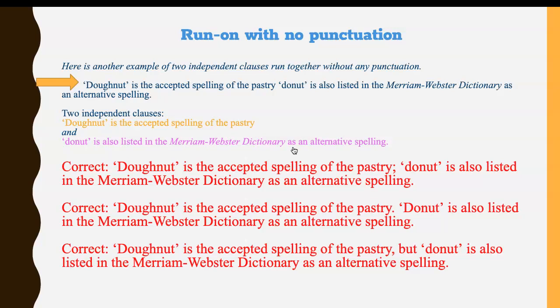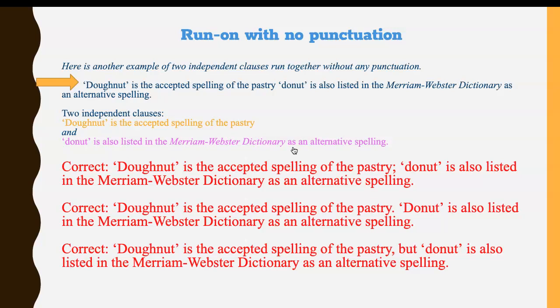Donut is the accepted spelling of the pastry, semicolon. Donut is also listed in the Merriam-Webster Dictionary as an alternative spelling. Second way is by just turning it into two complete sentences. Donut is the accepted spelling of the pastry, period. Donut is also listed in the Merriam-Webster Dictionary as an alternative spelling. Or you can do the comma with the fanboys.